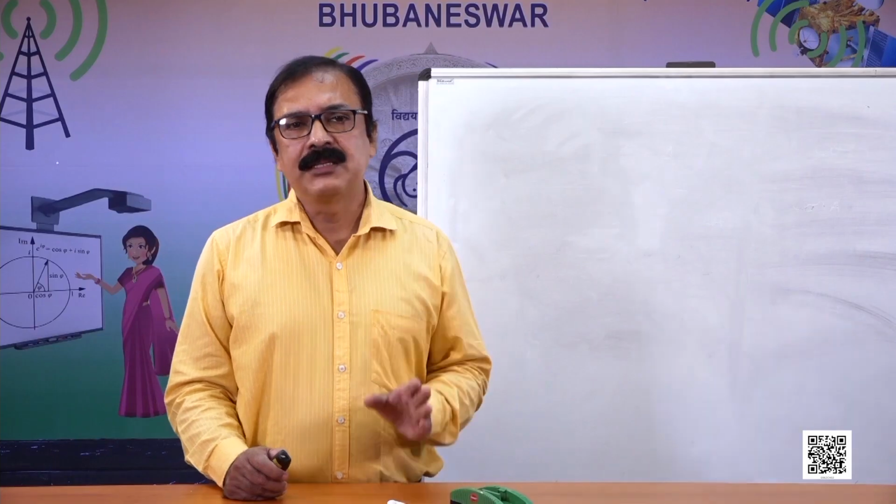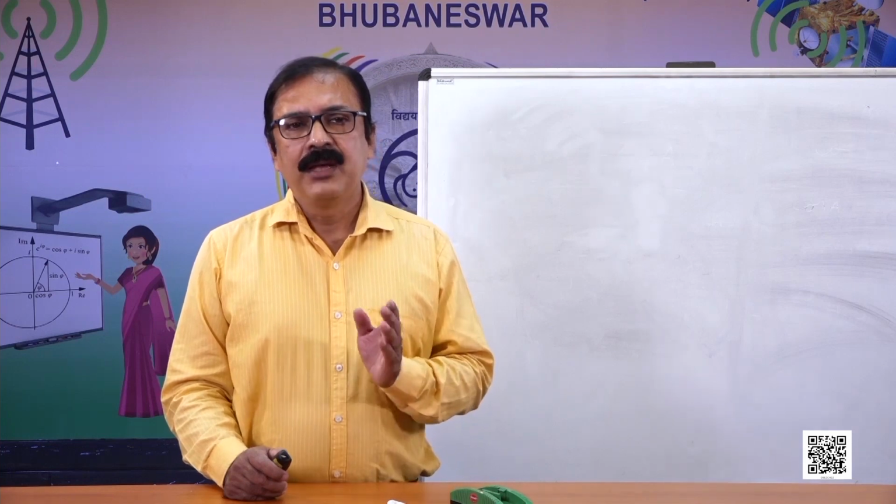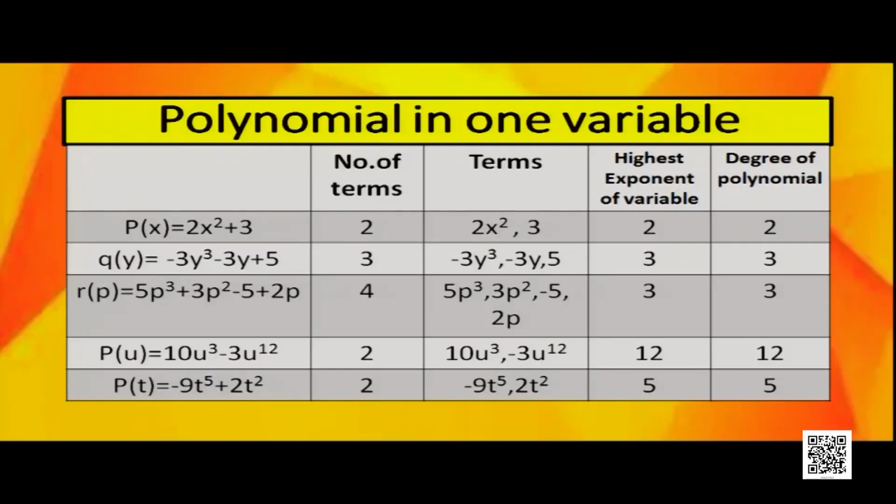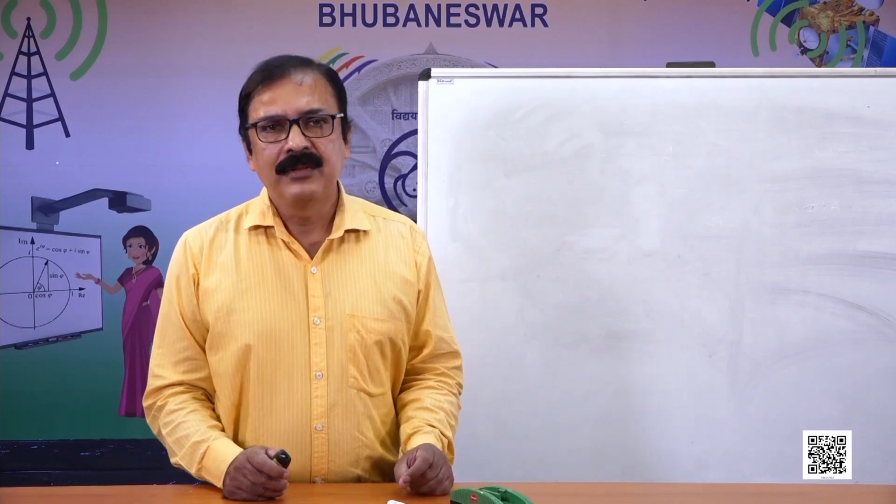In all these cases, we have one variable only. In the first one, the only variable is x. In the second one, again one variable, that is y. In the third one, the variable is only p, in p(u) the variable is u, and in p(t) the variable is t. So these are called polynomials in one variable.